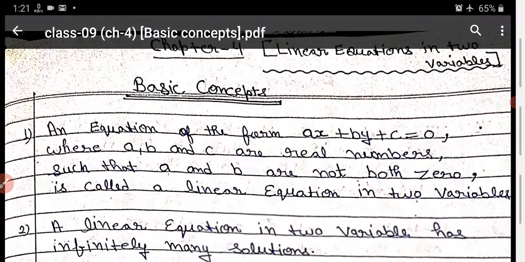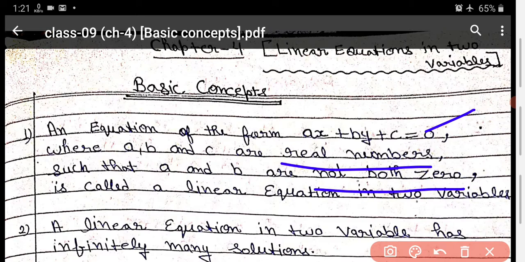Now just look at the definition. An equation of the form ax plus by plus c is equal to 0, where a, b, c are real numbers, and real numbers may be 0, plus minus 1, plus minus 2, such that a and b are not both 0. They should not both be 0. If they become 0, then what will happen? Then both variables are removed. Then it is only a linear equation, but not in two variables. Okay, this is called a linear equation in two variables. It is the actual definition of a linear equation in two variables.